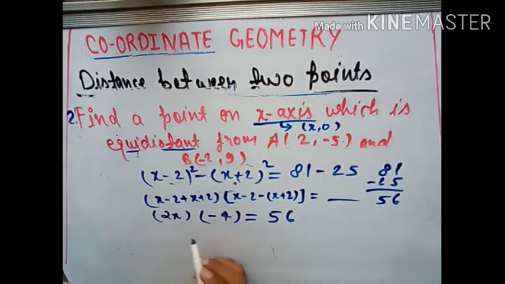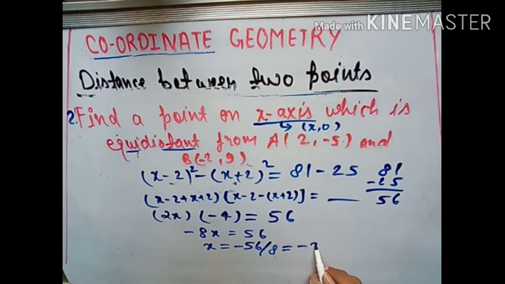Now 4 times 2 is 8, so minus 8x is equal to 56. This gives the value of x equal to how much? 56 by 8 with negative. This gives you minus 7 units. Understand?